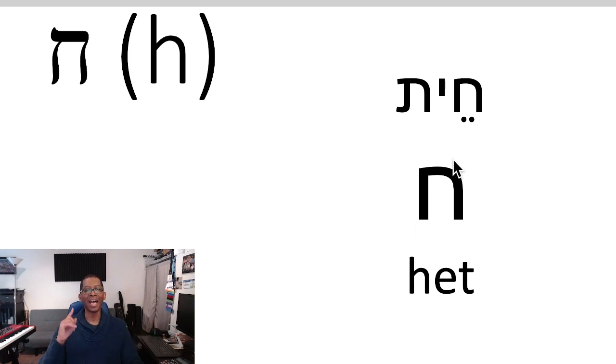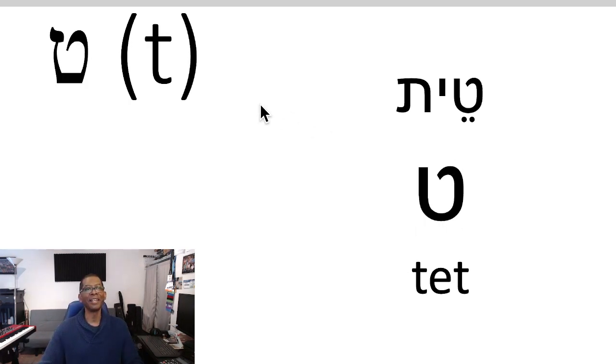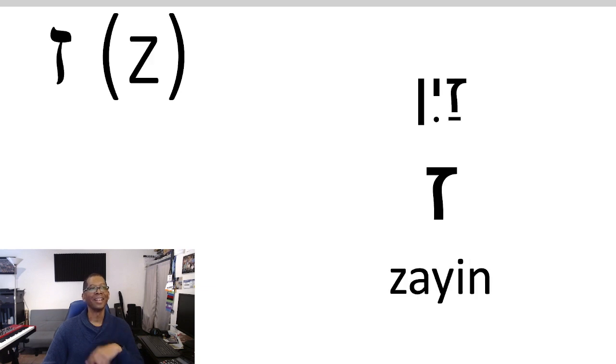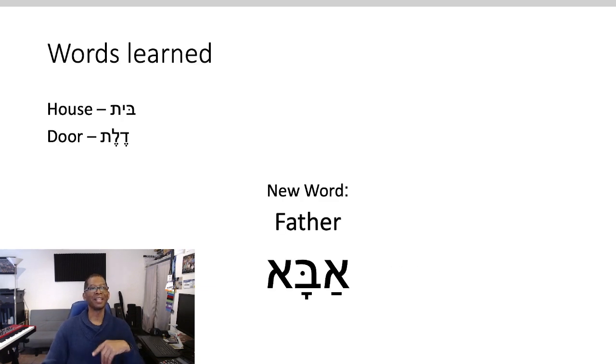Okay? And the next letter we have is Tet, which is the T sound. And Tet in English is spelled T-E-T. In Hebrew, Tet, Yud, Taf. Tet. That's how you pronounce Tet. Okay? All right, so we have Tet, Chet, and Zayin. And the new word for today is Abba, Aleph, Bet, Aleph, which means father.